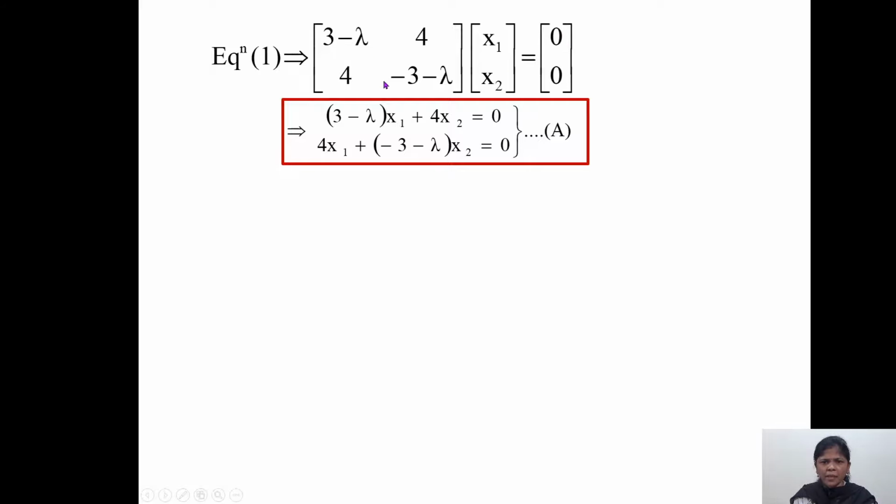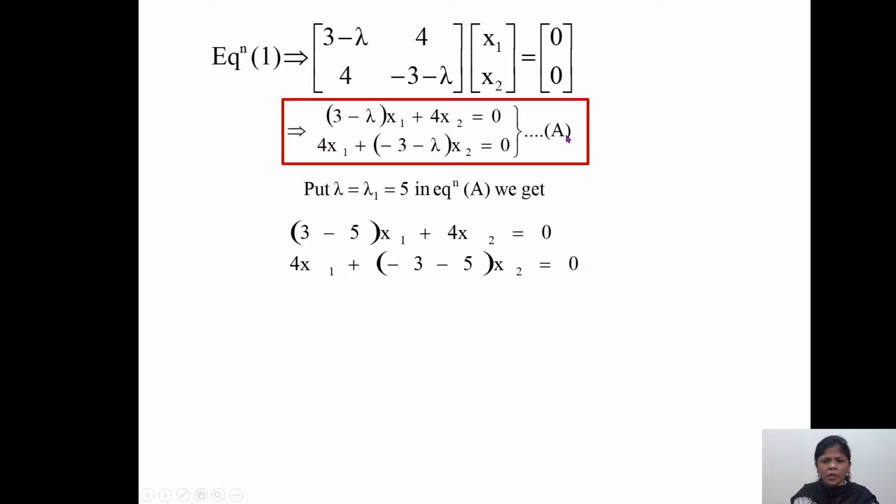Now simplify, just multiply these two matrices. So we get 3 minus lambda into x1 plus 4 into x2 equal to 0, the first equation. Then 4 into x1 minus 3 plus lambda into x2 equal to 0, the second equation. This is the equation which involves lambda in general. We are interested in finding the values of x1 and x2 for a particular value of lambda. So just put lambda equal to the first value, that is 5, in both the equations. We get equations in this way.